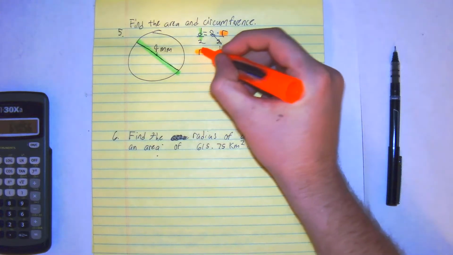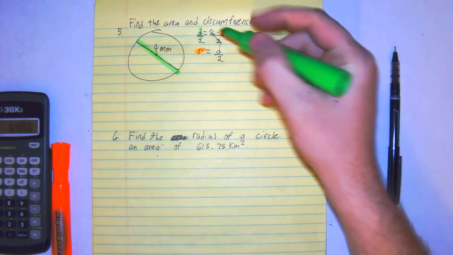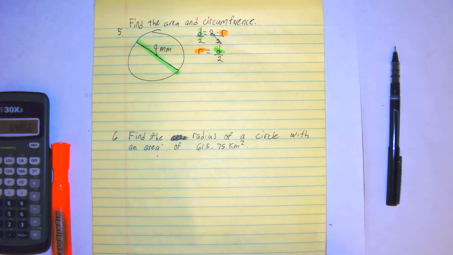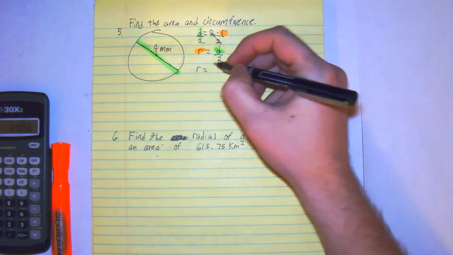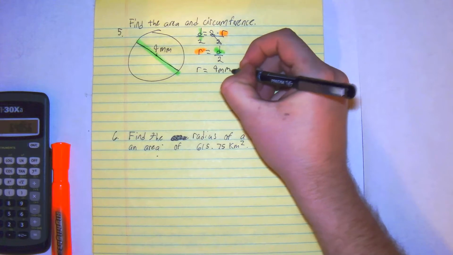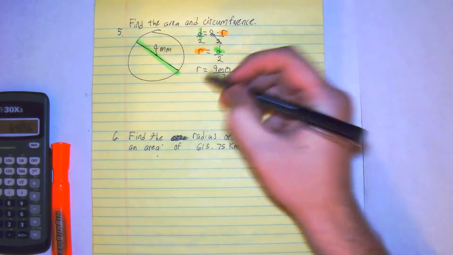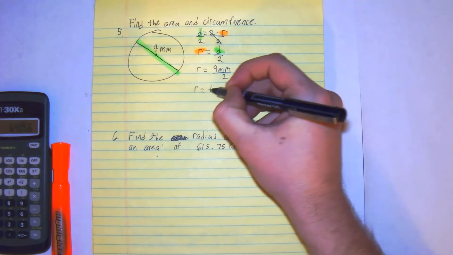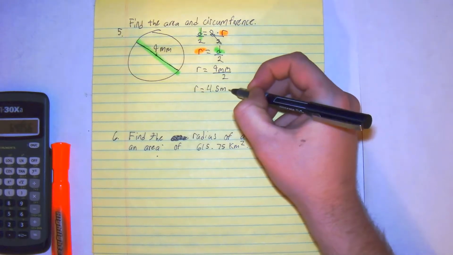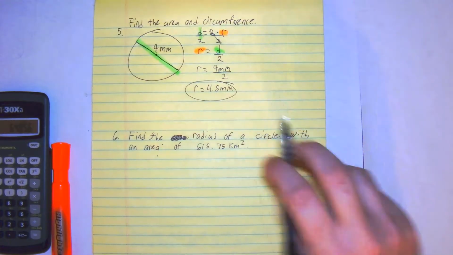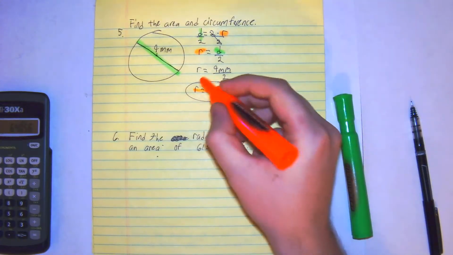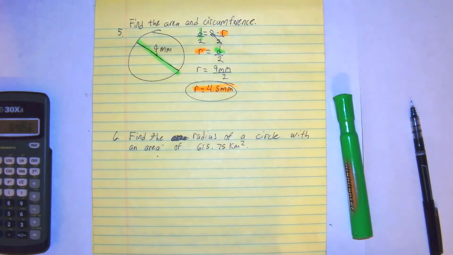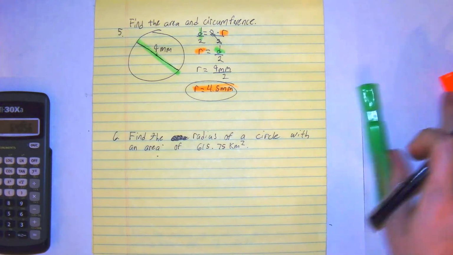So now we have the radius by itself, and we have the diameter in a place where we can manipulate it. R is equal to 9 millimeters divided by 2. So R would equal 4.5 millimeters. That's our radius. So now we can use our area and circumference formula.